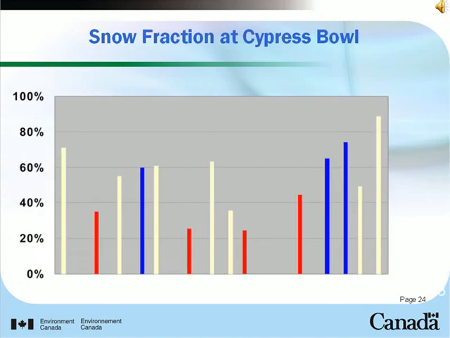Finally, a quick look at the snow fraction at Cypress Bowl, that is the percentage of the total precipitation that falls as snow, shows that proportionally, during El Niño, there is less snow and more rain at lower elevations in the South Coast Mountains.